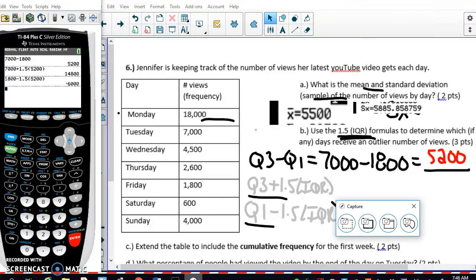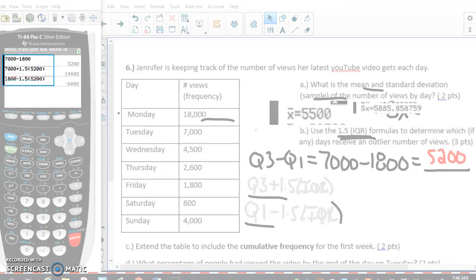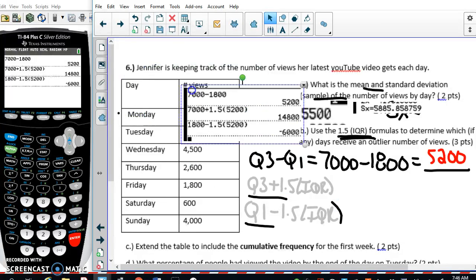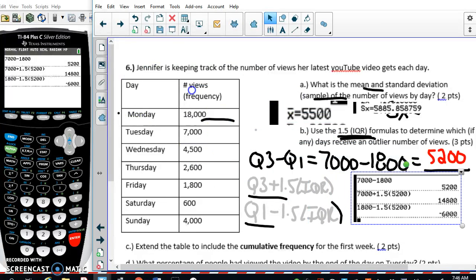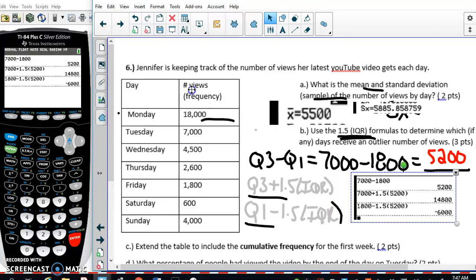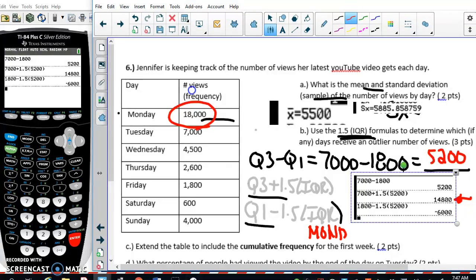So those are kind of our two values. So let's just take this work and put it here. So it's on the current page. Look at that work. Beautiful. All right, so what does this tell us? This tells us that we have an outlier because we have a value right here that's bigger than this. We don't have a lower outlier, but we do have an upper one. So we could say Monday is an outlier day. Okay, we could say that.